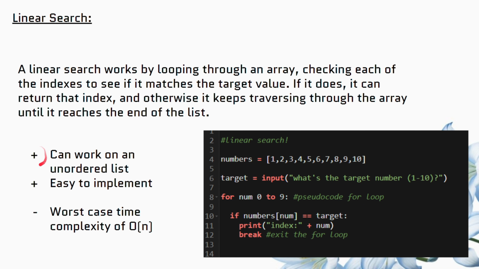It can work on an unordered list, right? This list could be in any order because we're looping through each index. And it's very easy to implement. We need some basic selection, basic iteration. However, the negative is that its worst case time complexity is O(n), meaning that in the worst case scenario, we're going to have to loop through every single index in this list before we find our target, if the target is at the very end of the list. And this isn't a good thing. It's a much worse time complexity compared to the search we're about to cover, which is the binary search.